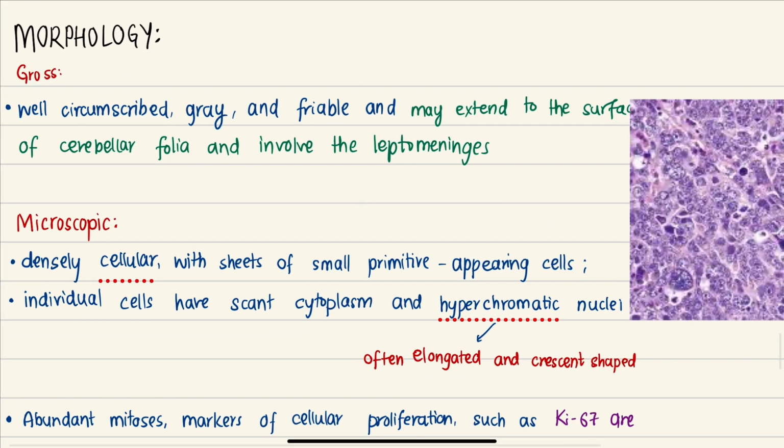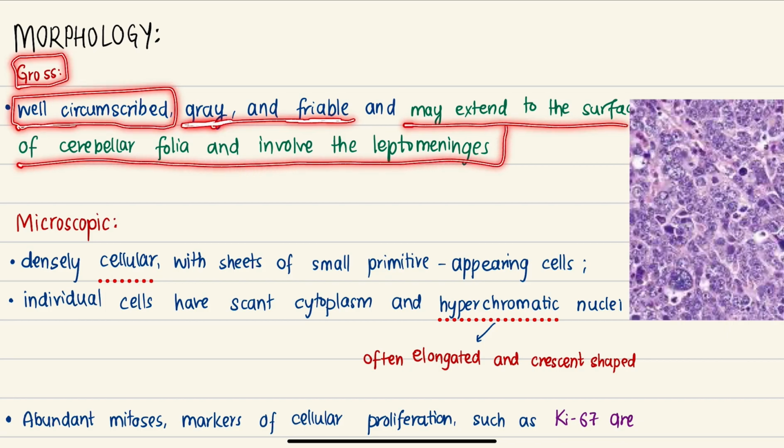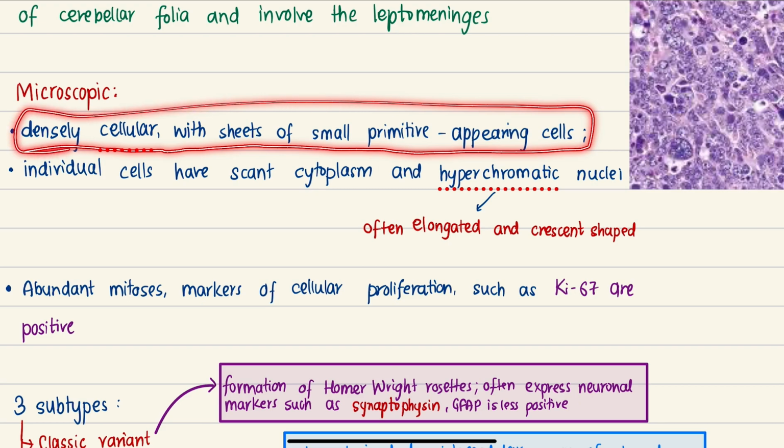Grossly it is well circumscribed, unlike anaplastic cancers, and it's gray in color when you're looking at it grossly, and friable, and may extend to the surface of the cerebellar folia and involve the leptomeninges. Leptomeninges are the arachnoid and pia mater. Microscopically, it is densely cellular with sheets of small primitive-appearing cells. So this is a highly cellular neoplasia.